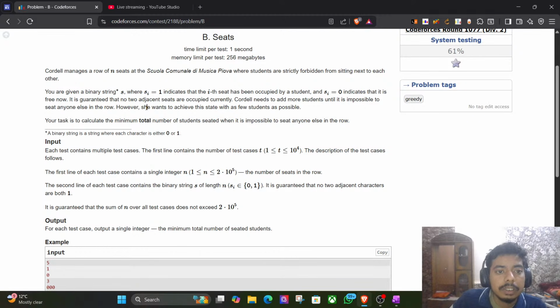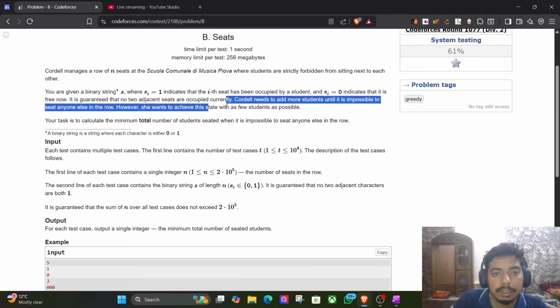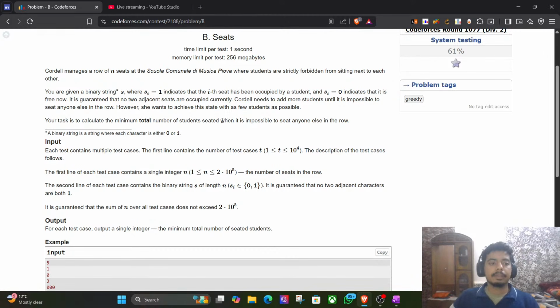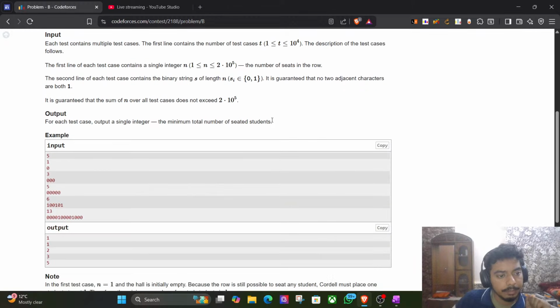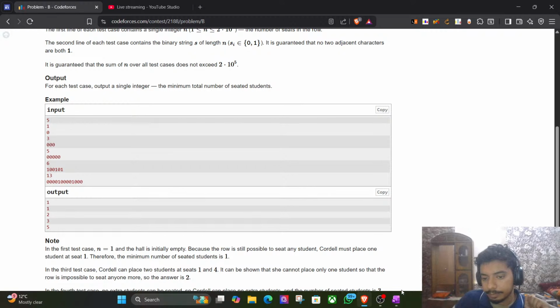However, she wants to achieve this state with as few students as possible. Your task is to calculate the minimum total number of students seated when it is impossible to seat anyone in the room. So for this, the answer is 5.